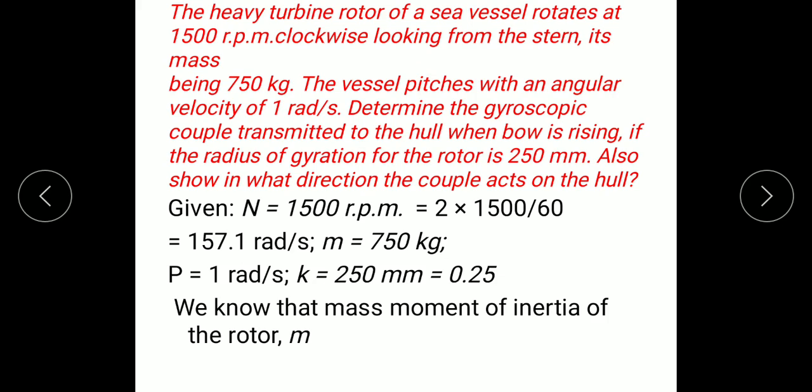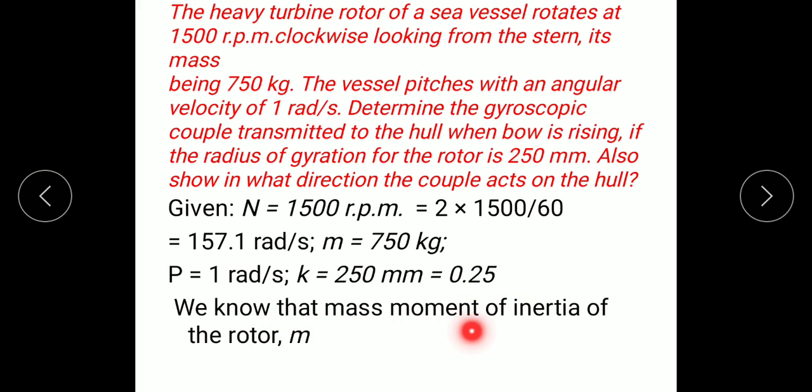Okay, so first note down the given data. So here we are given n equal to 1500 rpm. So find out omega equal to 2 pi n by 60. So 2 into pi into 1500 by 60. Finally we will get omega equal to 157.1 radian per second, and given mass m equal to 750 kg, p equal to angular velocity 1 radian per second, and radius of gyration k equal to 250 mm. Here the mass is in kg; millimeters converted into meters, so 0.25 meters.